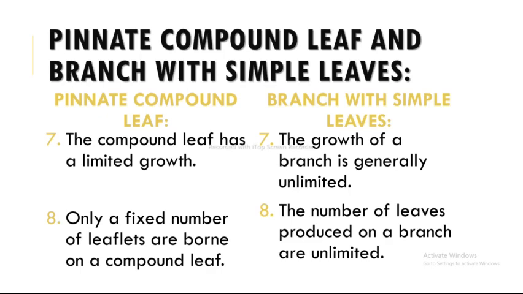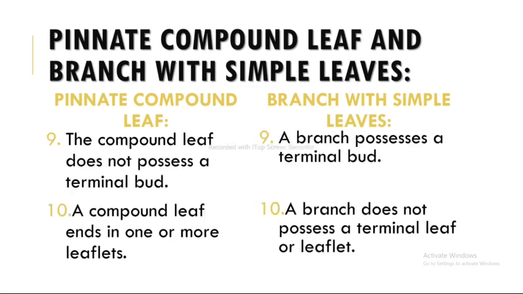In pinnate compound leaf, only a fixed number of leaflets are borne on a compound leaf, but in the branch with the simple leaves, the number of leaves produced on a branch is unlimited. In pinnate compound leaf, the compound leaf does not possess a terminal bud, but in the branch with the simple leaves, a branch possesses a terminal bud.